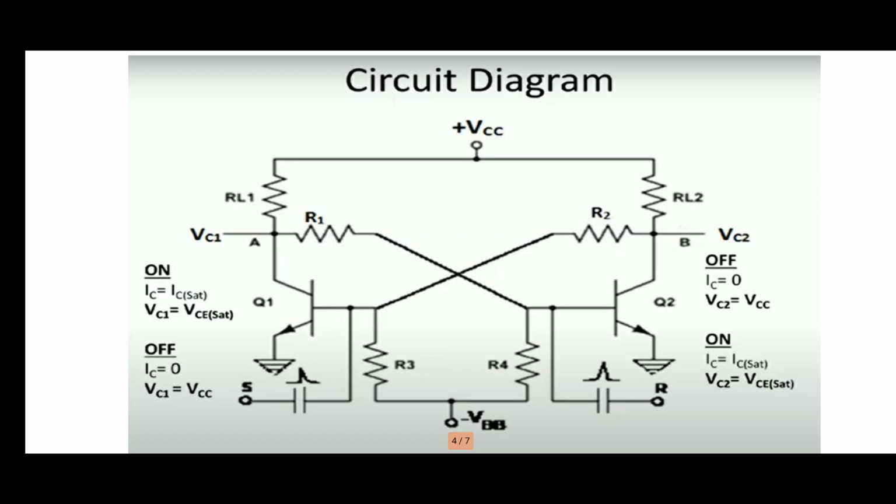So it goes on, and again if we want to change the transition, we have to apply a set pulse to the base of Q1. After applying the set pulse to the base of Q1, it starts to conduct, that is Q1 is on and Q2 is off, and the process goes on.